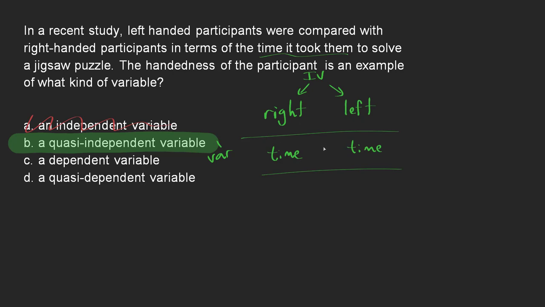If I were to, let's say, create two groups and give each group a different kind of drug, in that case I would be manipulating, and so in that case it would be A, the independent variable. But here the answer is B, a quasi-independent variable.